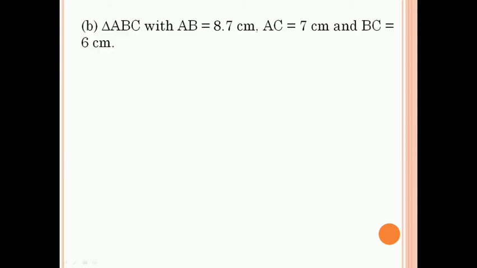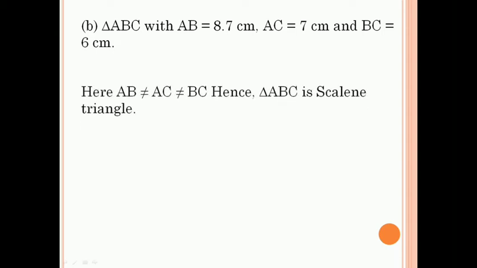B: Triangle ABC with AB equal to 8.7 cm, AC equal to 7 cm and BC equal to 6 cm. Here AB is not equal to AC, not equal to BC, hence triangle ABC is a scalene triangle. That means all the sides of the given triangle have different measurements, so it is a scalene triangle.